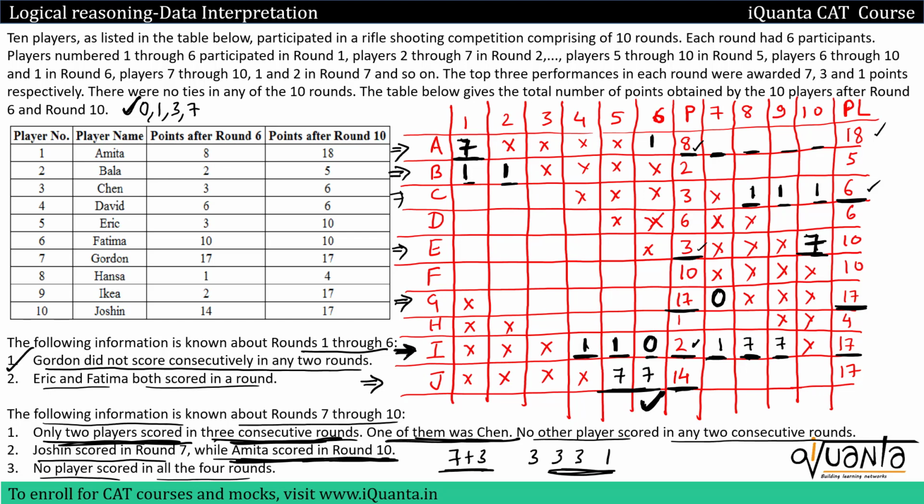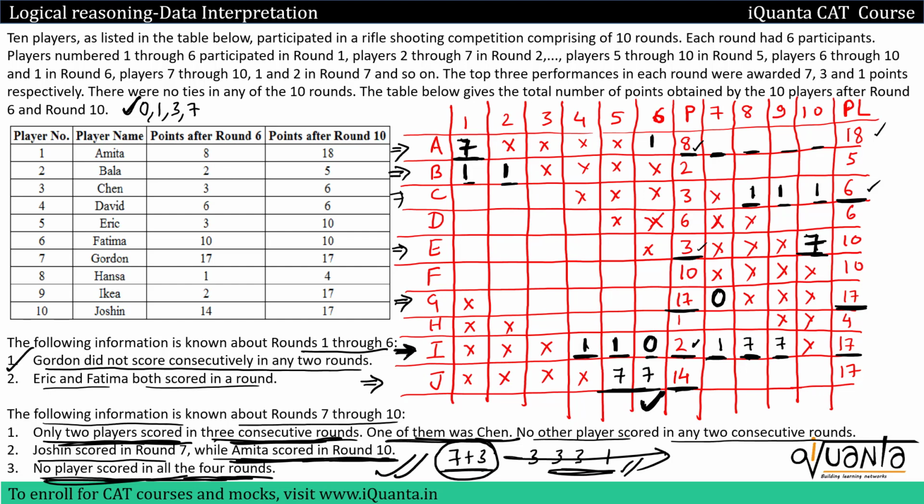We were given that no player scored in all 4 rounds. So this will help us. 3, 3, 3, 1 for Amita is not possible in round 7, 8, 9, 10, because in this case there are scores in 4 continuous rounds. So this is gone. The only case for Amita would be 7 plus 3. We already know that Amita is scoring in round number 10.